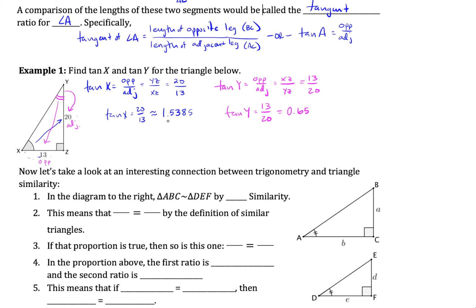So the tangent of X, 1.5385, tangent of Y, 0.65. They both use opposite and adjacent, but we have to realize that when we change the angle that we are trying to find the tangent ratio for, it changes what's opposite and what's adjacent to that angle, which leg is opposite and which leg is adjacent. So keep that in mind.